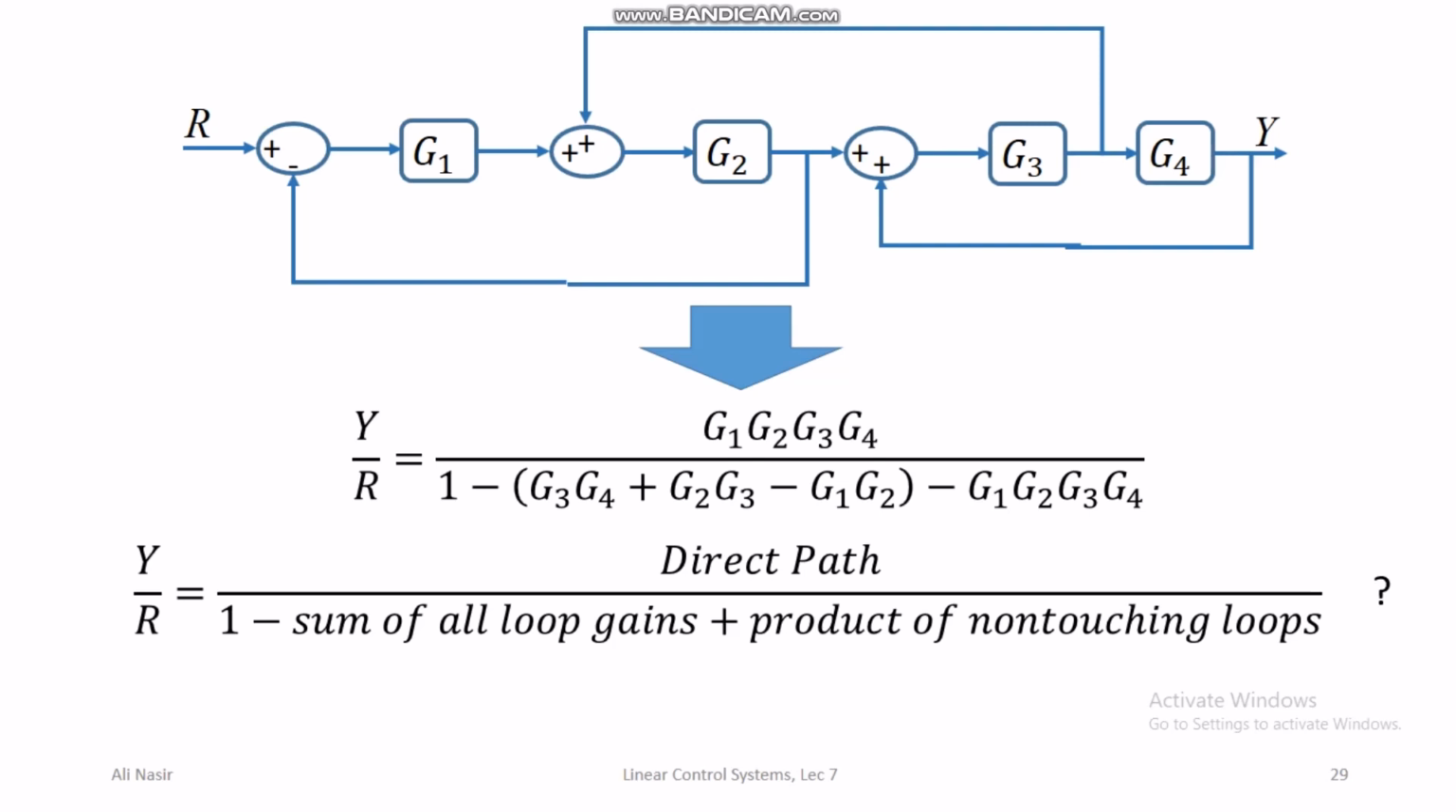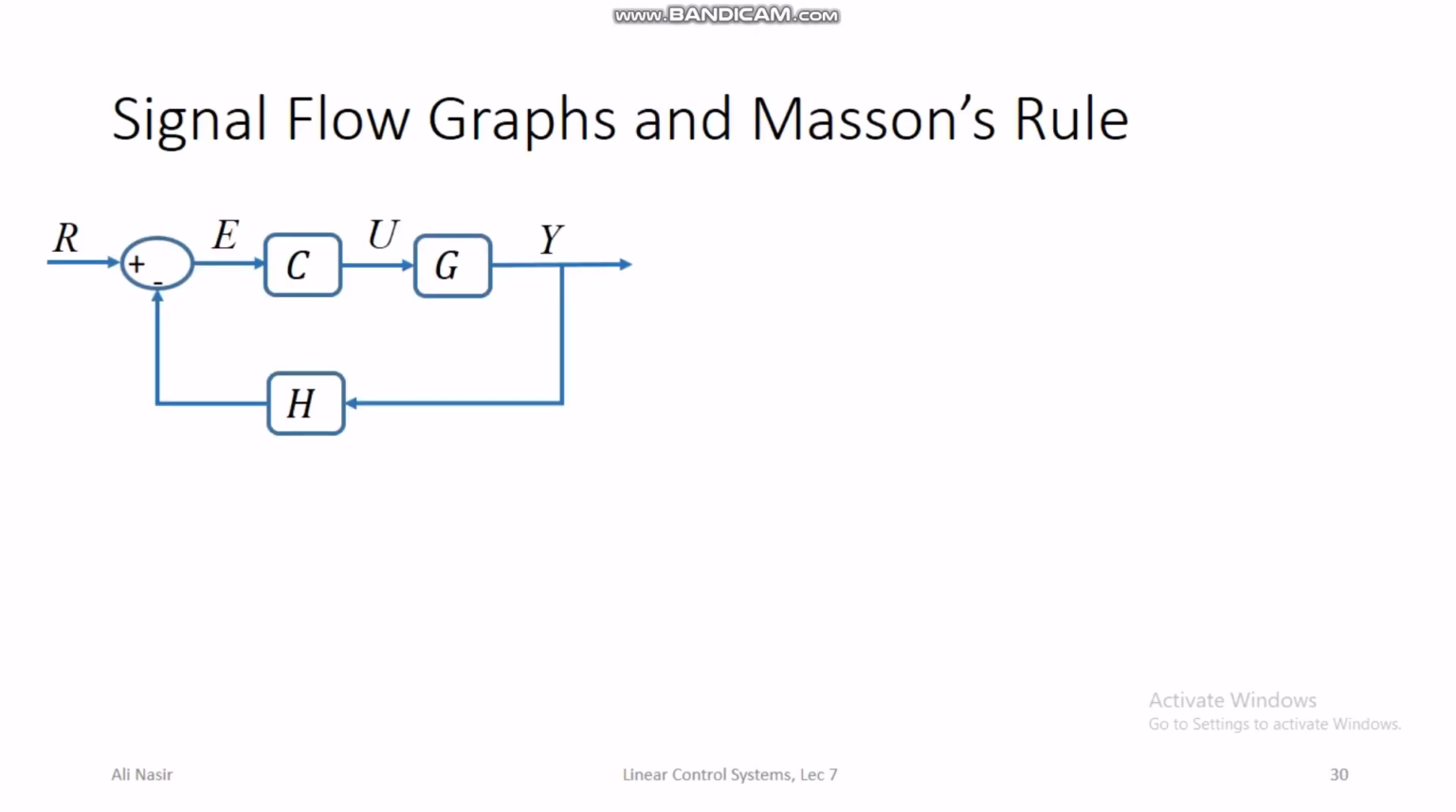And if there is only one loop in the system, then not only will the product of non-touching loops be 0, but also in the sum of all loop gains there will be just one loop, that is the only loop in the block diagram. So the formula will be reduced to direct path over 1 minus loop gain. So this formula, although it is applicable to all the examples that we have done so far, still we wonder what is the ultimate solution. So next we go towards the ultimate solution, which is basically Mason's rule.